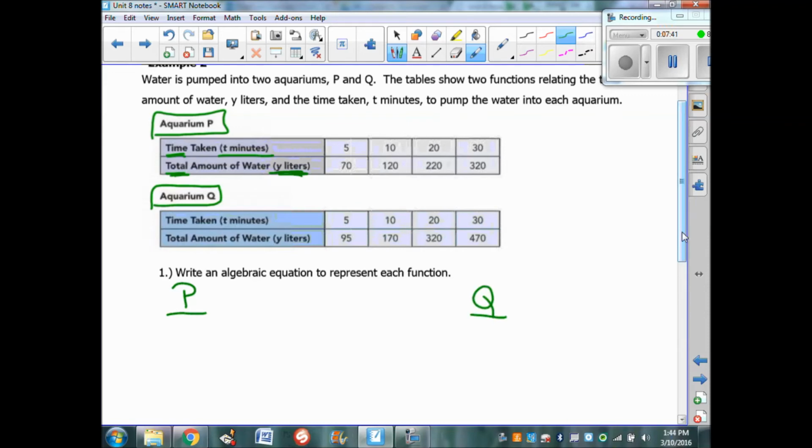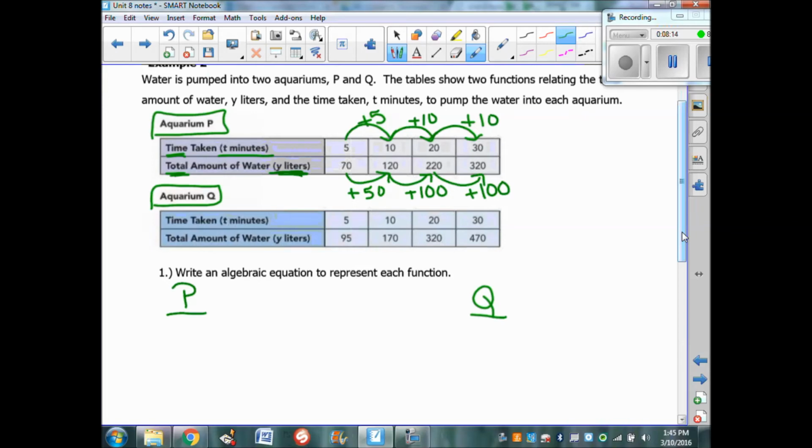So let's split it up. We've got to write an algebraic equation for both. Let's find some patterns here, so we can find our rate of change. Now it's going to be plus 5, then we have plus 10, plus 10, and then we have plus 50, plus 100, plus 100.